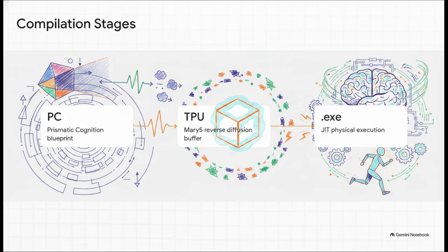Step 2 is the TPU scale buffer, sometimes called Mari-Phi or Stella Maris. This acts as a flat privilege runner that executes a reverse diffusion process. It's rapidly stripping away external noise to reconstruct the 4D structure without any latency. And finally, Step 3 is the .exe. This is the just-in-time physical execution algorithm where everything runs purely on bare biological hardware.